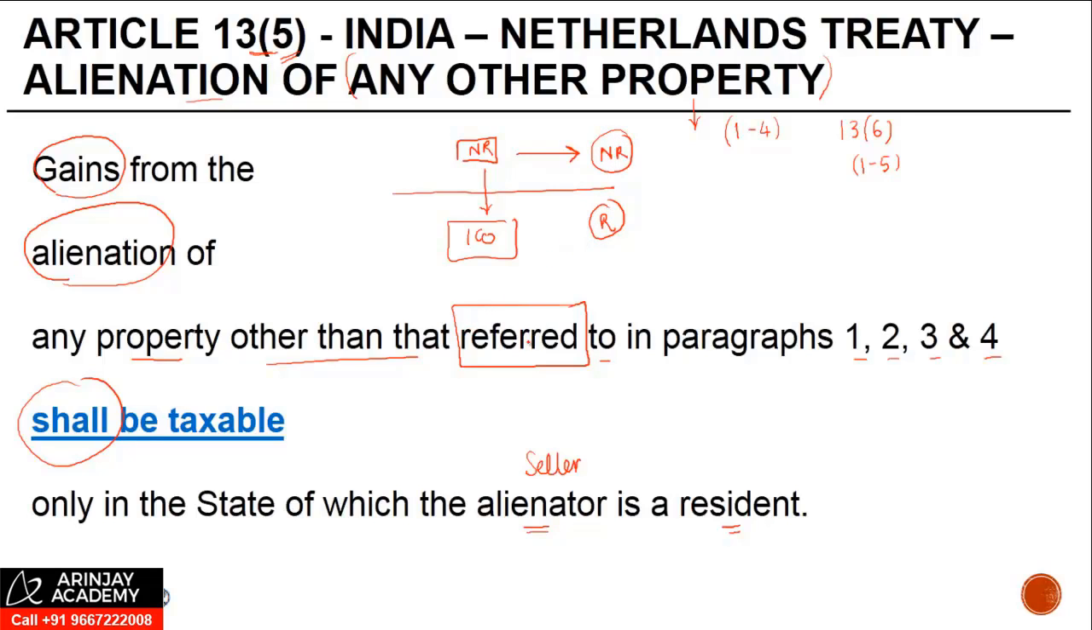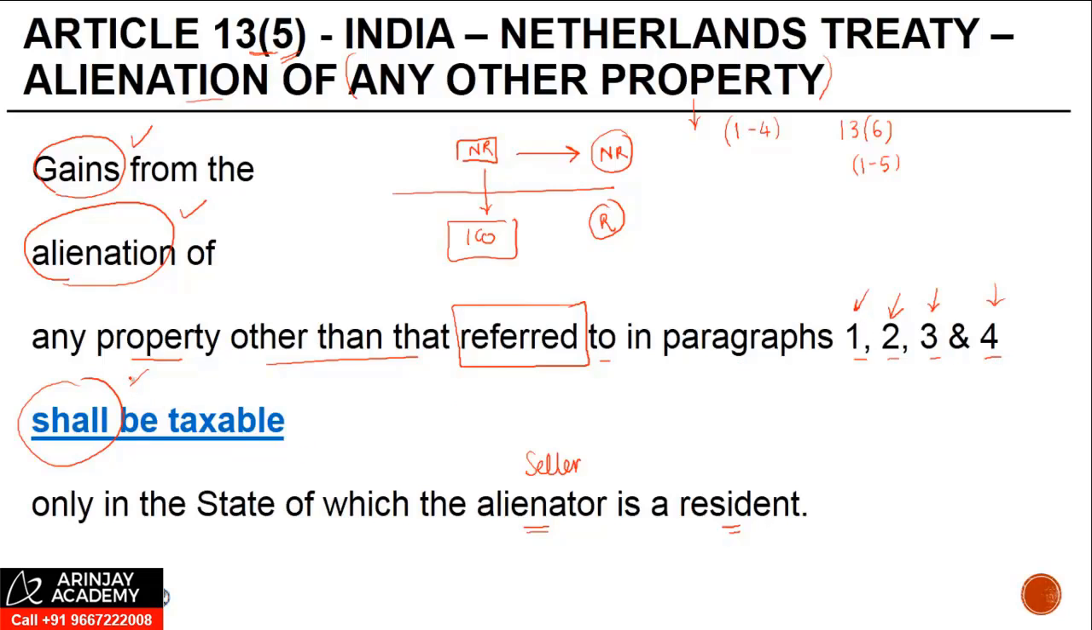Which property? A property other than those which are referred to in paragraph 1, which was immovable property. Paragraph 2, movable property pertaining to the business of a PE of the non-resident. Paragraph 3, ships and boats operating in international traffic, right? And 4 was the real estate company. So any transfer of a capital asset resulting in gains because of its alienation, which is other than what is covered under paragraph 1, 2, 3 and 4, shall be taxable.